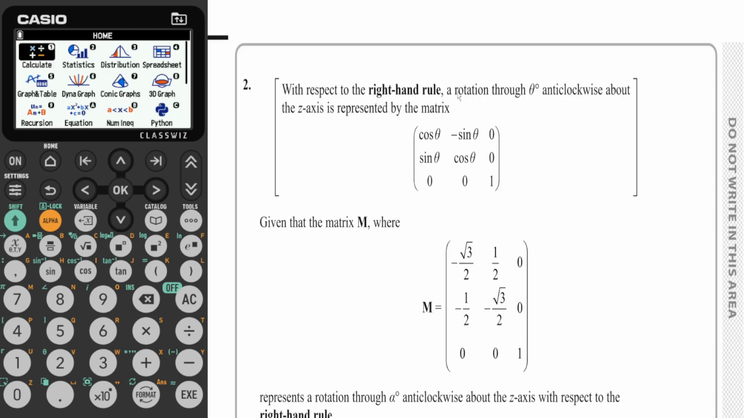With respect to the right-hand rule, a rotation through theta degrees anticlockwise about the z-axis is represented by this matrix.